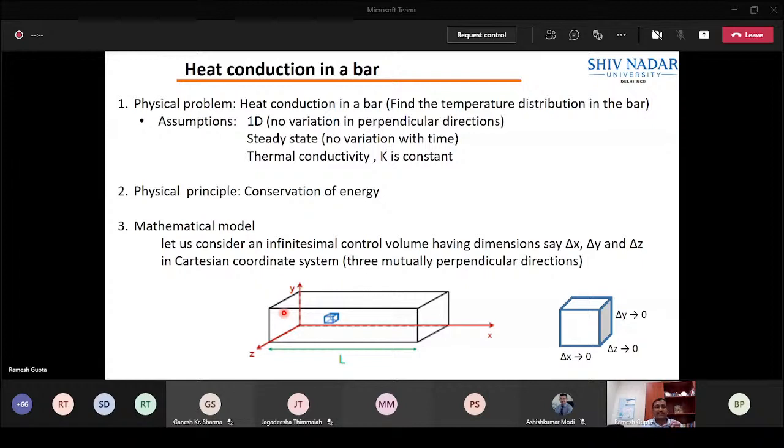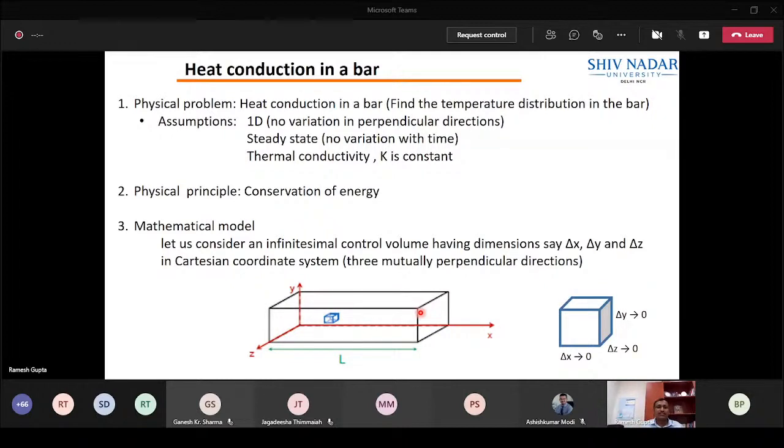Now the engineers, very smartly, first make assumptions to make it more convenient and more relevant. You assume it is one dimensional. Why one dimensional? Because you are looking only at the variation of temperature in one direction, whereas across the cross section there is no variation. That is the meaning.